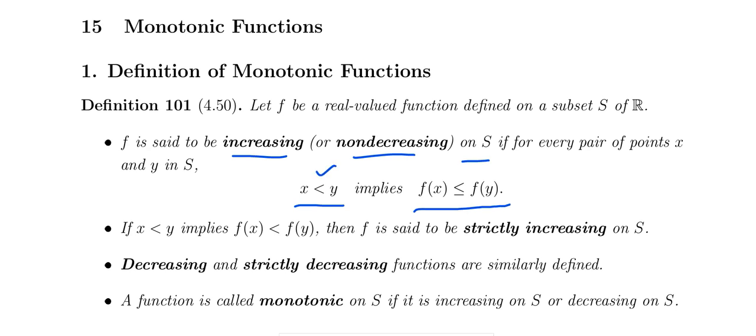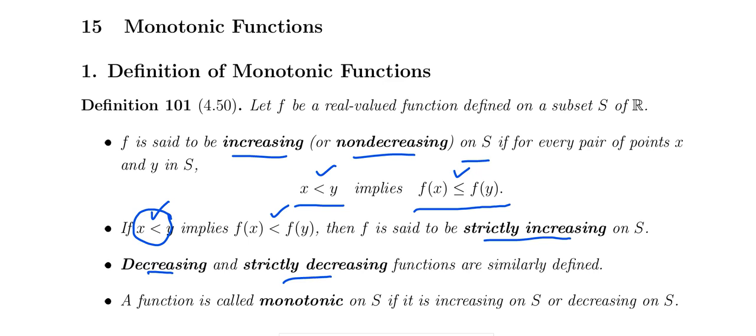If x less than y implies f of x less than or equal to f of y, the function is said to be increasing. If x less than y implies f of x strictly less than f of y, then f is said to be strictly increasing. Decreasing and strictly decreasing functions can be defined similarly. Here x less than y does not change. If f of x is greater than f of y, that means strictly decreasing. If x less than y and f of x is greater than or equal to f of y, that is decreasing.